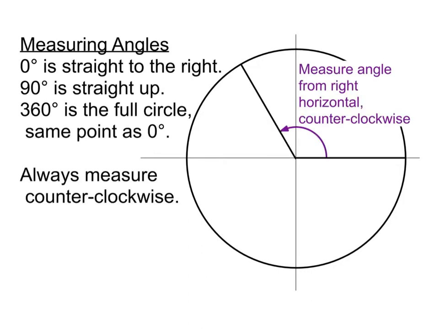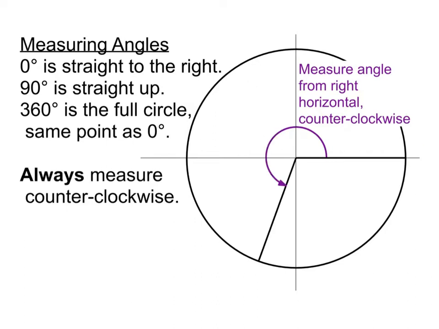So let's actually make sure that we know what the mathematical standard is. When we measure angles, 0 degrees is straight over to the right. So that is where 0 is. And then we go counterclockwise from there. And yes, we always measure counterclockwise, even when it's a shorter distance to go this way, we still measure going around this way.